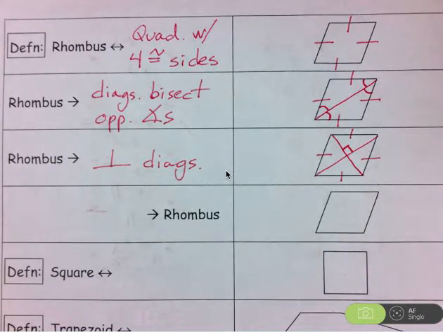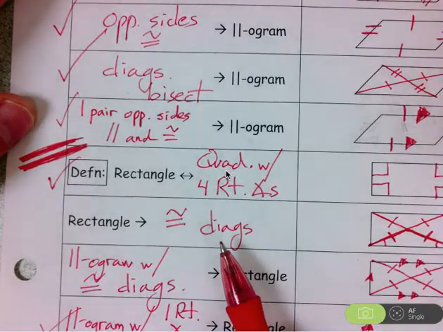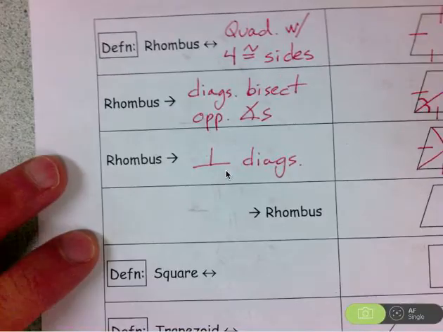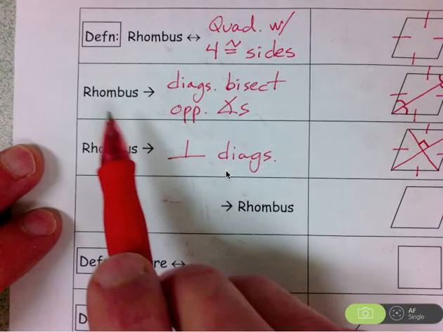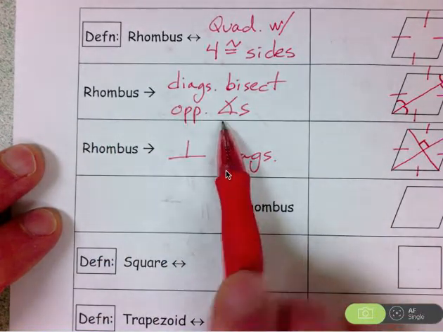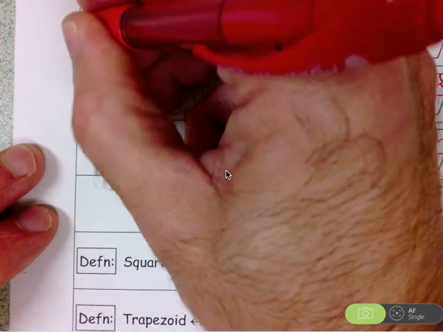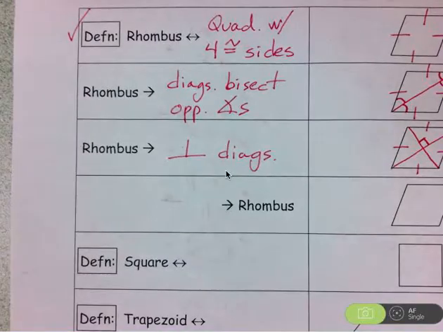So the three properties that I'm going to ask you to prove in part of your homework then involve the rectangle property that we have not proven yet. In a rectangle, you have congruent diags. Then, over here, we have two rhombus properties. In a rhombus, you have diagonals that bisect the opposite angles. And in a rhombus, you also have perpendicular diagonals. Those properties also have to be proven.